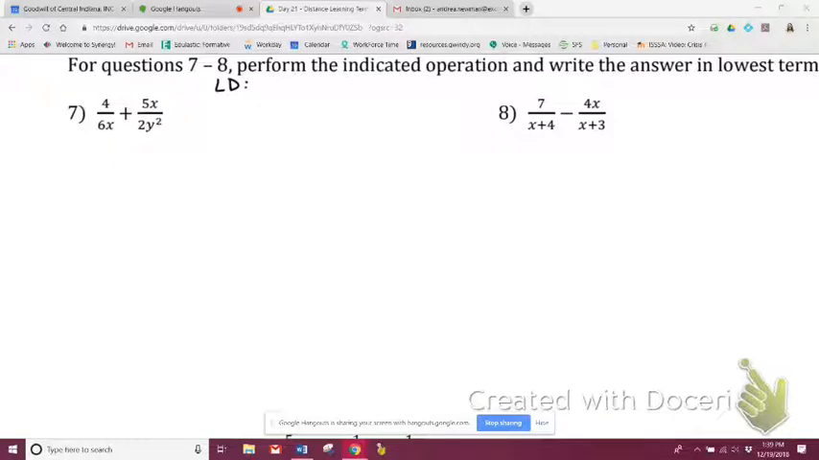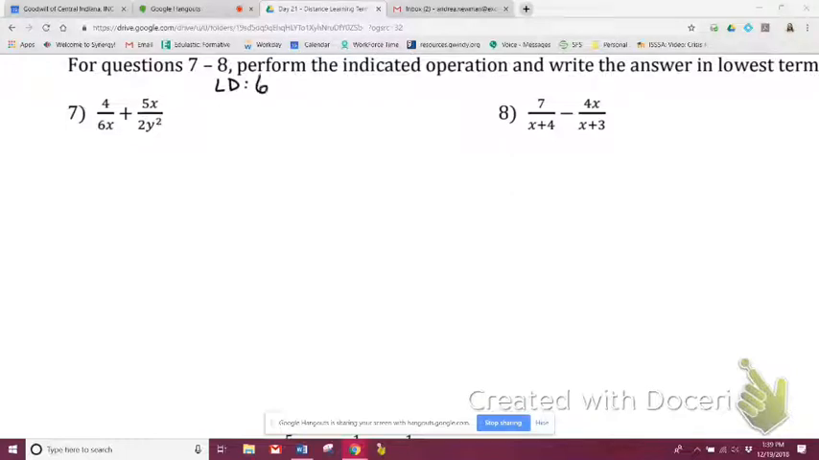Number 7. 12xy squared is second. You could do that. Or you could do 6. So I would do 6 because 6 is divisible by 6 and 2 goes into 6. You can do it that way, you'll just have more reducing, Melissa.